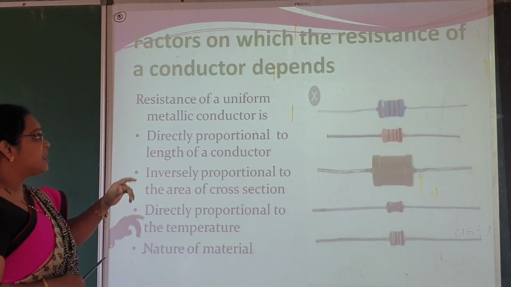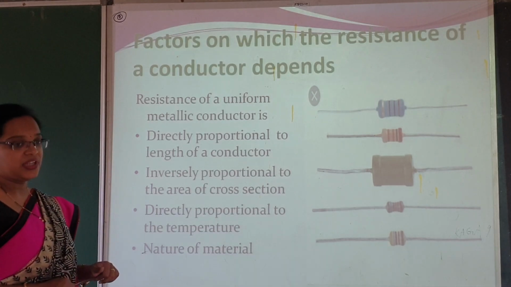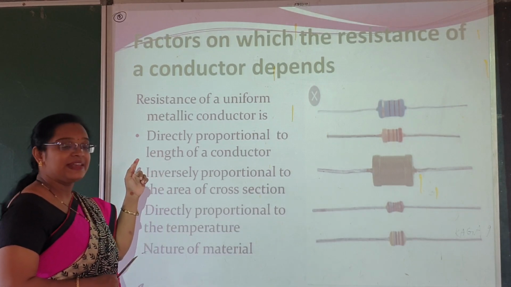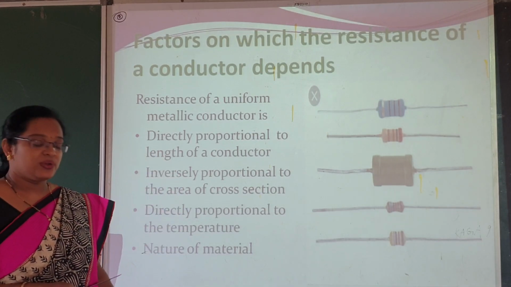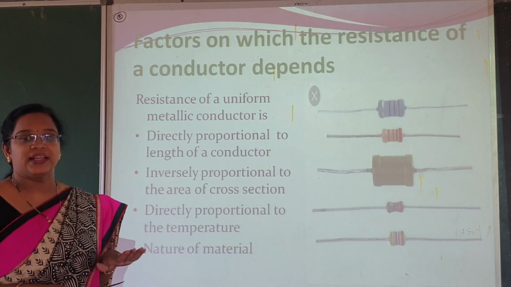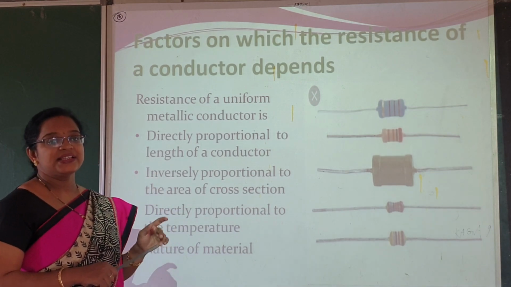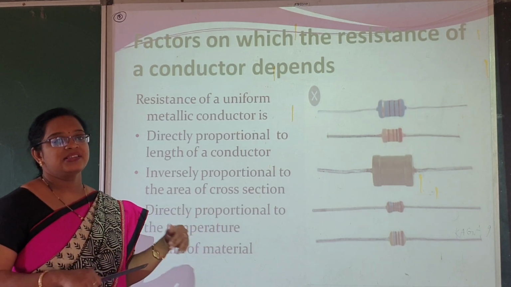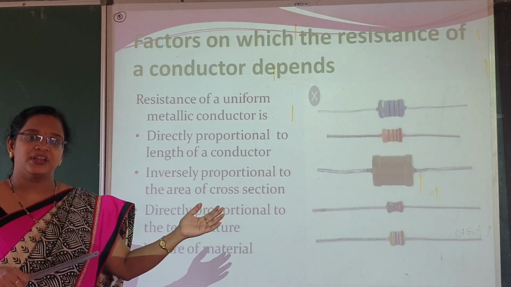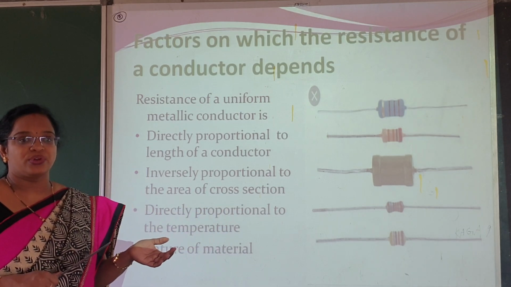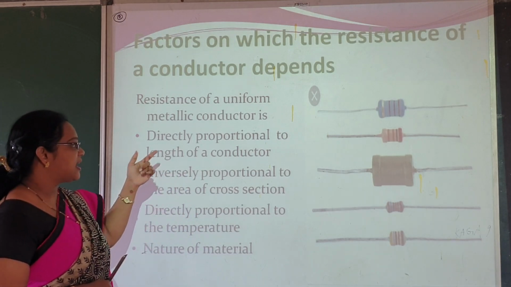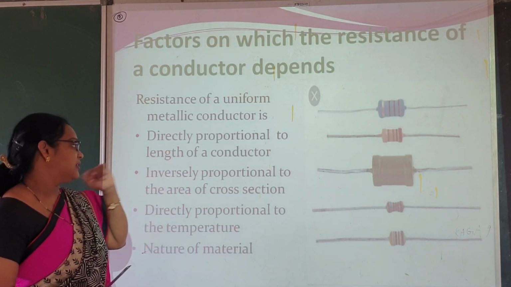In a uniform metallic conductor, the resistance is directly proportional to the length of the conductor. So R is directly proportional to L. If you increase the length of the wire, resistance also will increase. If you take a 100 meter wire, then the resistance will be more. If you take a 10 meter wire, resistance will be less. So R is directly proportional to L.